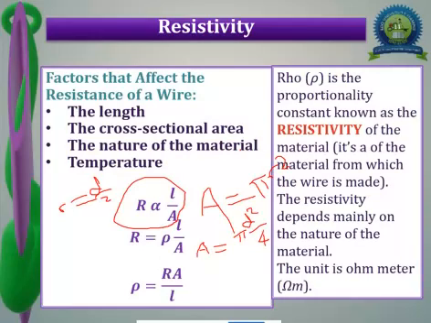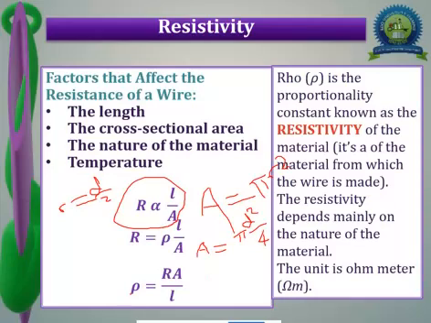Copper has a different resistivity from aluminium. Is that okay? And resistivity of a material is measured in ohm meter. So you can see these three factors built into this formula. If the resistivity is high, then the resistance will be high because there is a direct relationship between them, provided the length and the area are constant.